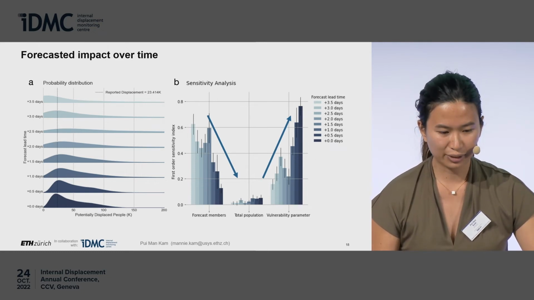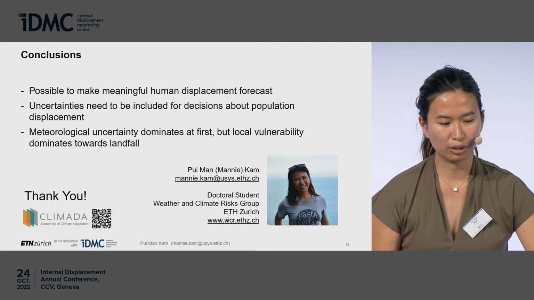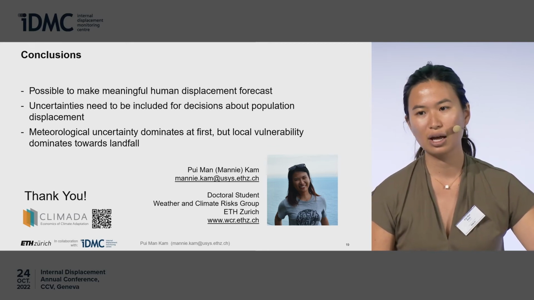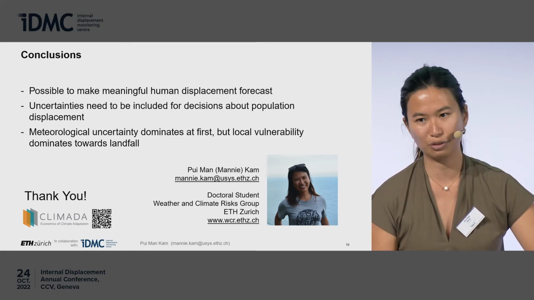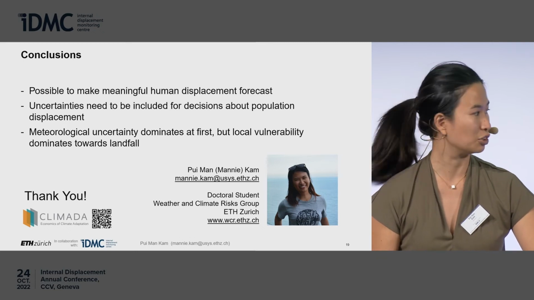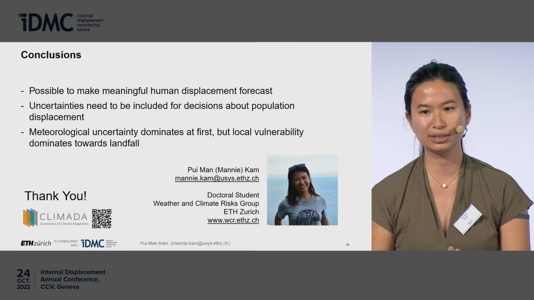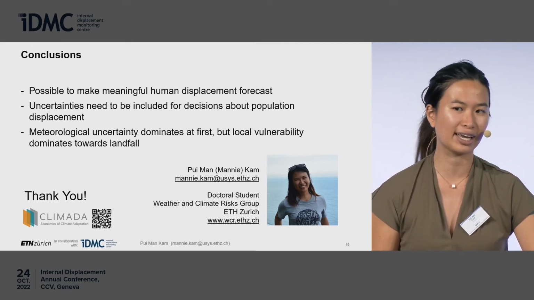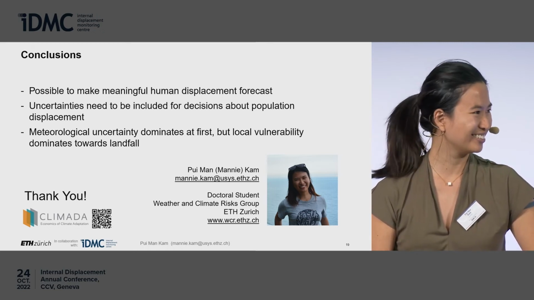So with this, I get the message that there is uncertainty, and for decision making, you probably need to consider the meteorological uncertainty if you want to make a decision early on, but consider the local vulnerability a bit more, understanding the community and how resilient they are, when you want to make a decision closer to the landfall. So there you also need to find a balance on where the best time would be, and that would be further investigated in the near future. So thank you.